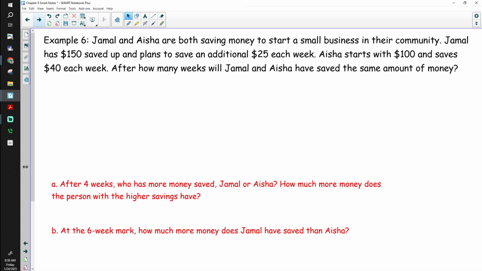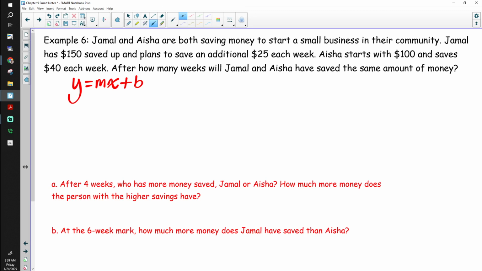However, we are given what? How much did Jamal have at the beginning? Look, read. Jamal has 150. That's how much he started with. Asia, how much did she start with? 100. They are giving us starting values at the beginning. So that means we're going to use y equals mx plus b.